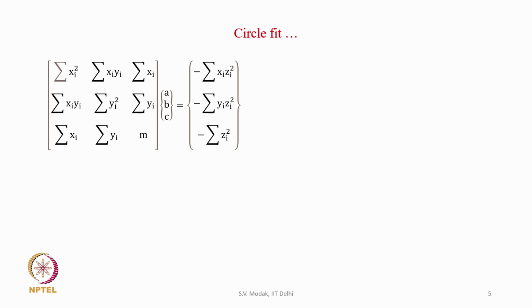Now, we can set up this equation based on the measured FRF in the narrow frequency band, and then solve these equations to find the unknowns a, b, c. Essentially there are 3 equations and 3 unknowns, and therefore we can solve for a, b, c. Once we solve for a, b, c, we can find the coordinates of the center of the circle and the radius of the circle.